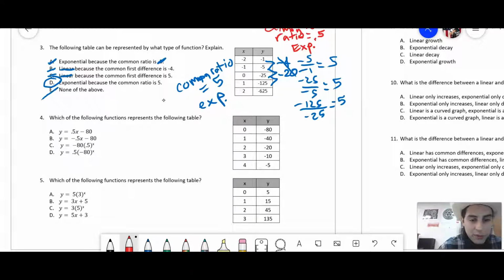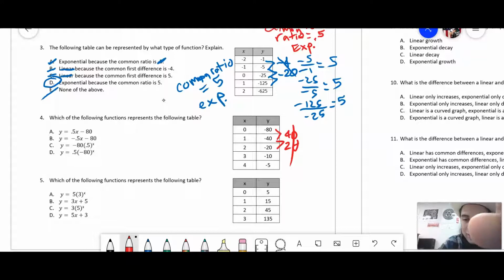Number 4, which of the following functions represents the following table? Once again, we want to find out, is this linear or is this exponential? Now, just looking at these numbers, they're not changing by the same amount. This is going up by 40. This one's going up by 20. It's not a common difference.